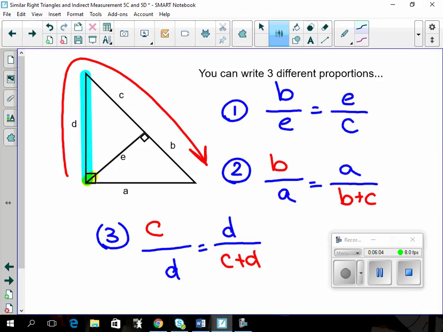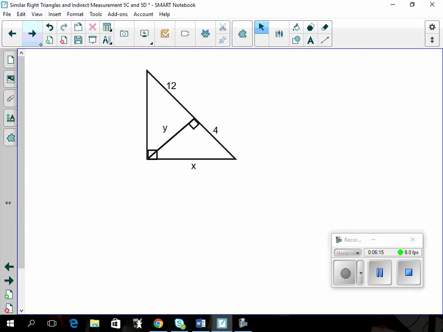Okay. So let's put it into practice. What example number are we on in your 5C notes? Is this example 4? I believe so, right? So this right here is going to be example 4.